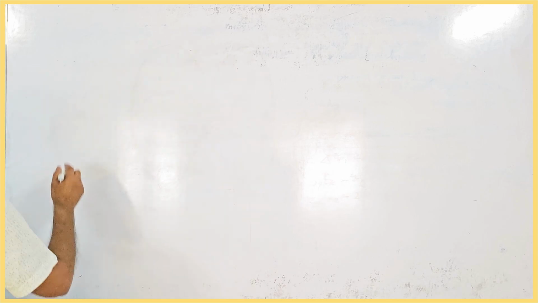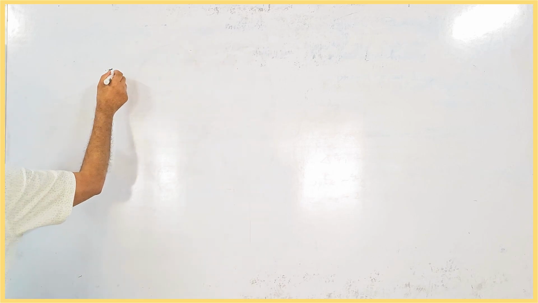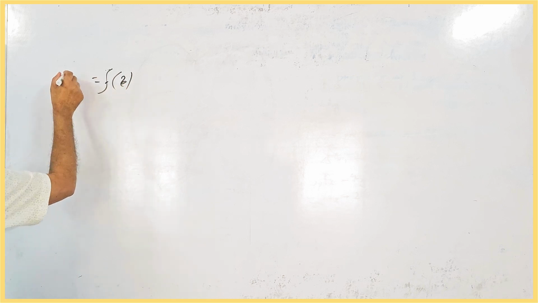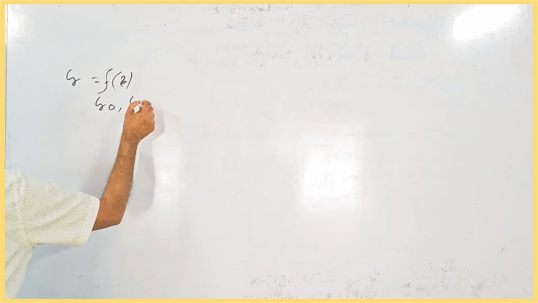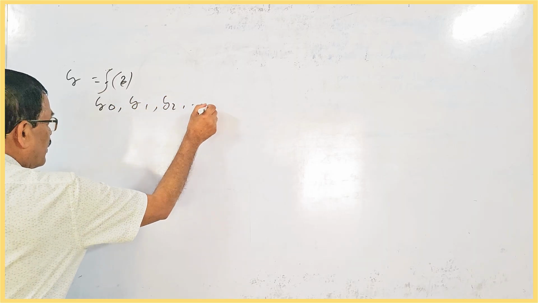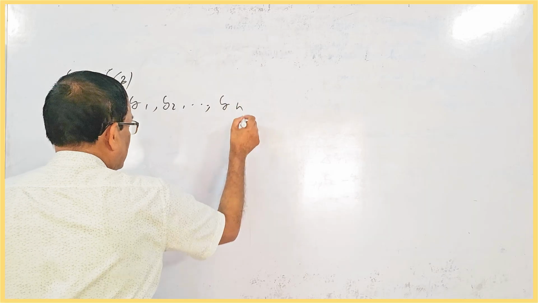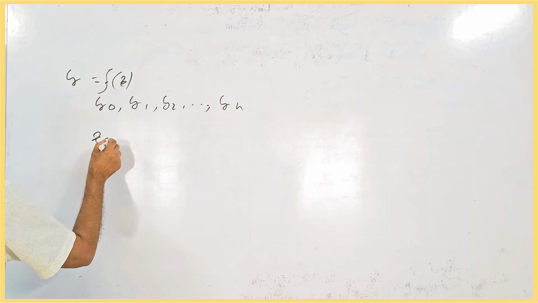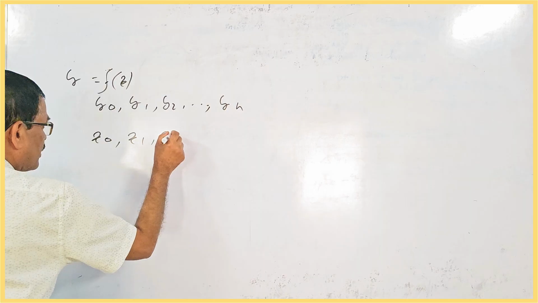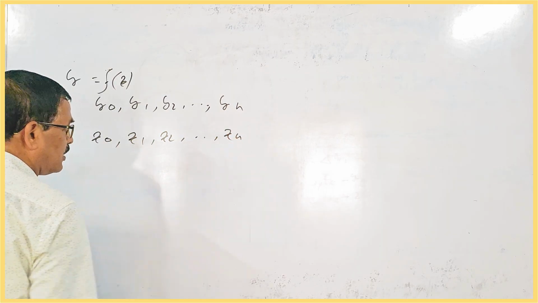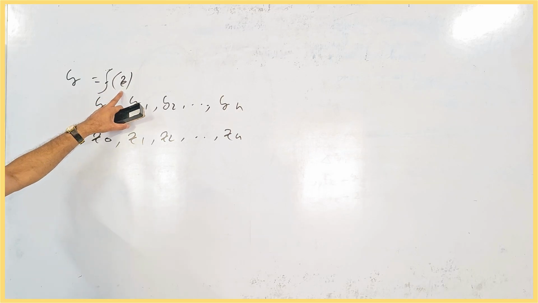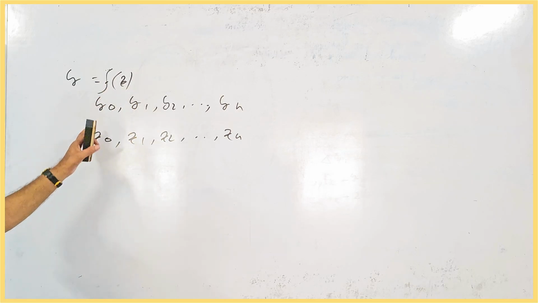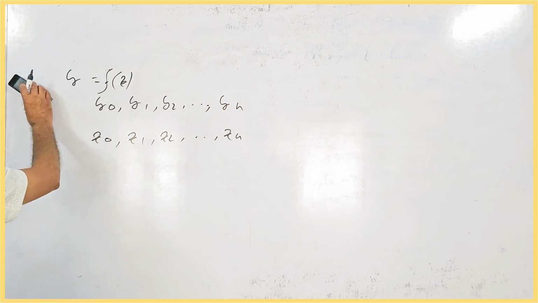So let us consider there is a function y equals f(x), and it takes the values y0, y1, y2 up to yn for the corresponding argument values x0, x1, x2 up to xn of the independent variable x. Meaning y is the dependent variable and x is the independent variable, and f is the rule by which we are associating these values. Now I can define the diagonal difference table.